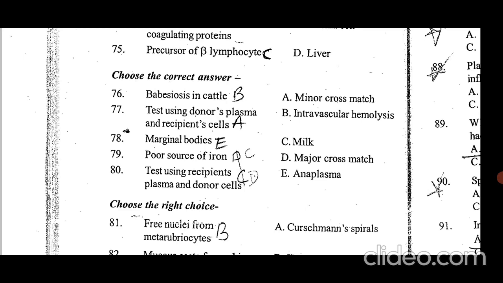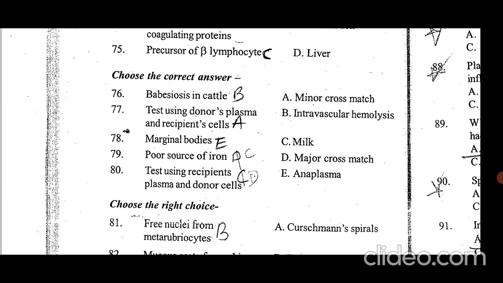Marginal bodies are in the cells, so the species is Anaplasma marginale. It has marginal bodies within the cell, present at the margins of the cell, which is how it is diagnosed. A poor source of iron is milk, so milk is fortified with iron by many firms.